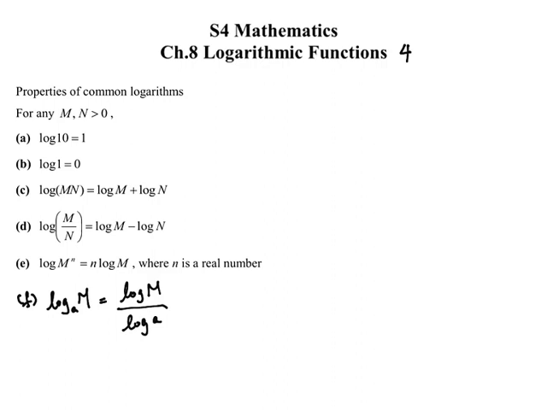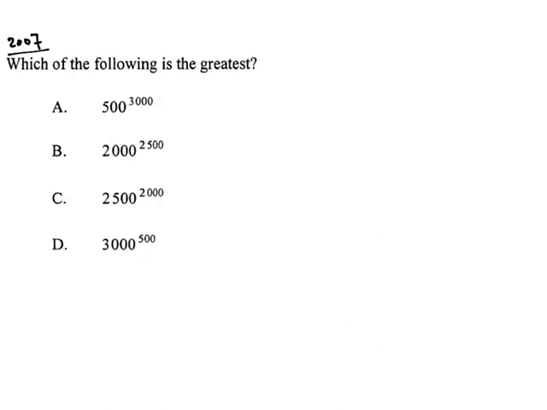Let's do some revision. Log 10 is 1, log 1 is 0, and log multiply, it is plus. If it's divide, then it's minus. And for e, we'll put the index to the front. Next, we have the base, then we'll divide by the log a. This lesson will focus on this type of question with a big index.